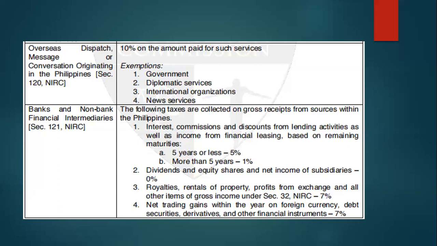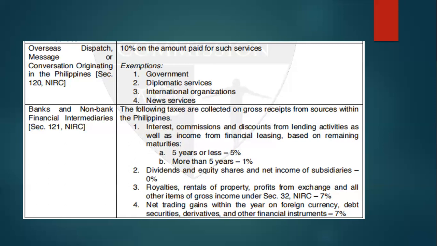The amount paid for messages from any newspaper, press association, radio or television broadcasting agency, or news ticker services, to any other newspaper, press association, radio or television, or bona fide correspondent, which messages deal exclusively with the collection of news items or the dissemination of news items through public press, radio, and television broadcasting, is also exempted from the 10% on the amount paid for such services. Okay, take note. Usually, this is more on the private messages that we send. Those are the ones taxable.